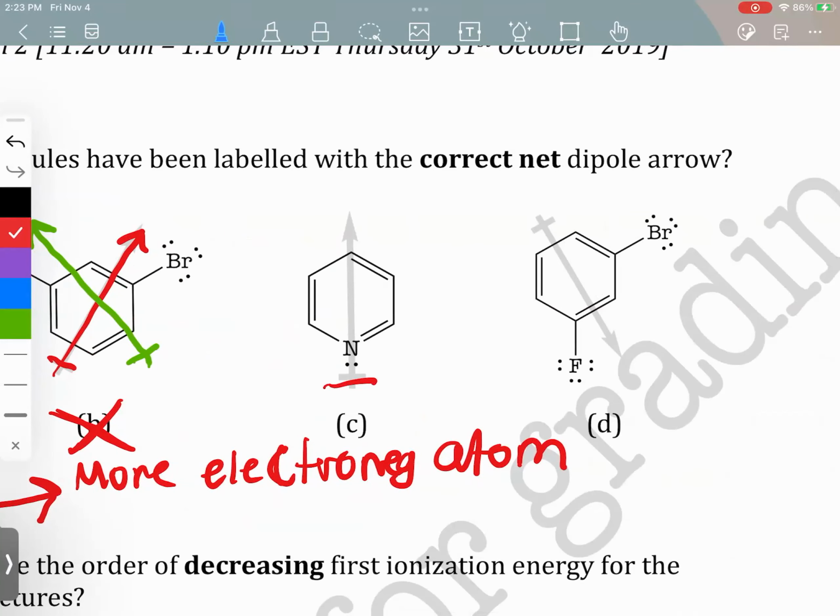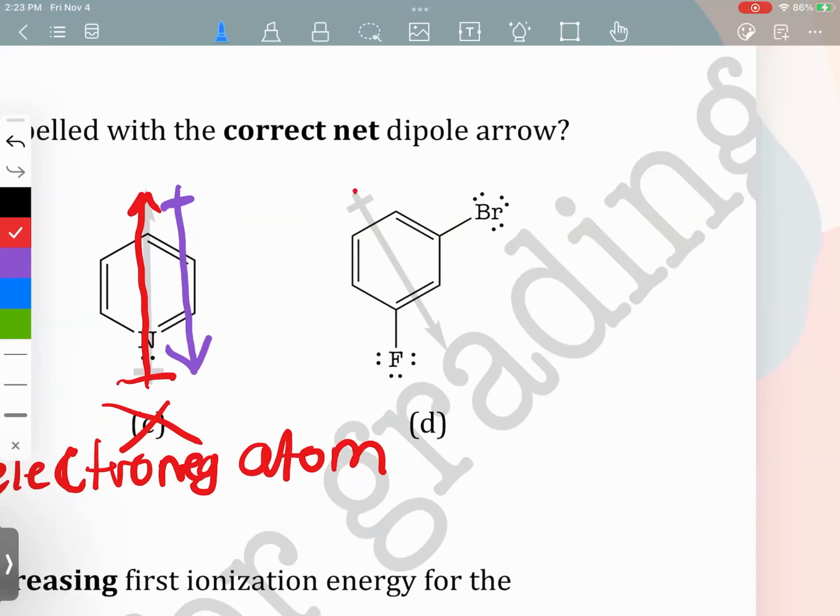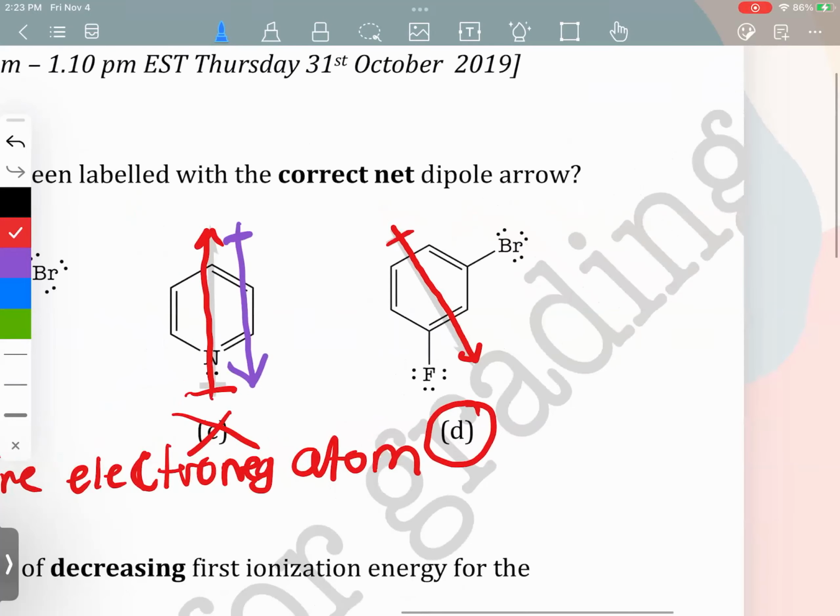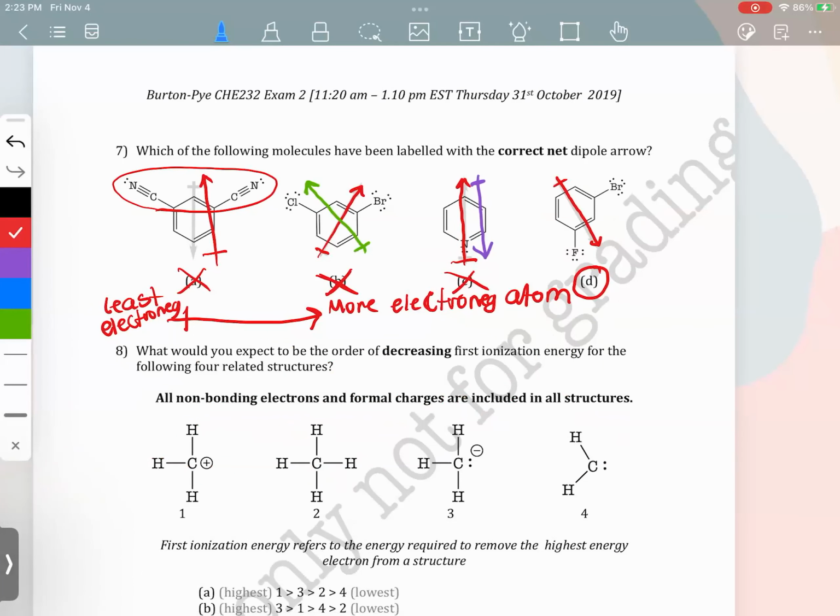C has the arrow going from the nitrogen to the carbon. Is that correct? No, that is not. Definitely not. It's supposed to be the other way around, from the carbon going to the nitrogen. So C is definitely incorrect. What about D? It's going from the carbon and leaning more towards fluorine. Is this correct? Yeah, definitely. Fluorine is further above bromine on the periodic table, so it is more electronegative than bromine. So D is the only one with the correct net dipole arrow.